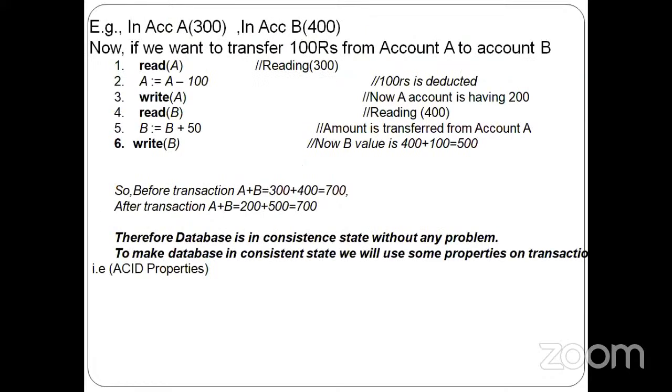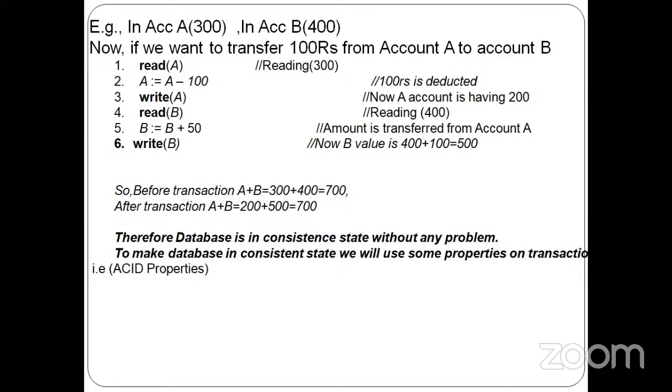So we have seen some examples. How to transfer money or things from one account to the other account. Suppose I want to transfer 100 rupees from account A to account B. So what I will do first, I will read whatever is there in A. Already in A's account 300 is available. So reading 300 will be the first step or first operation. After that, my intention is to transfer 100 rupees from account A to B.